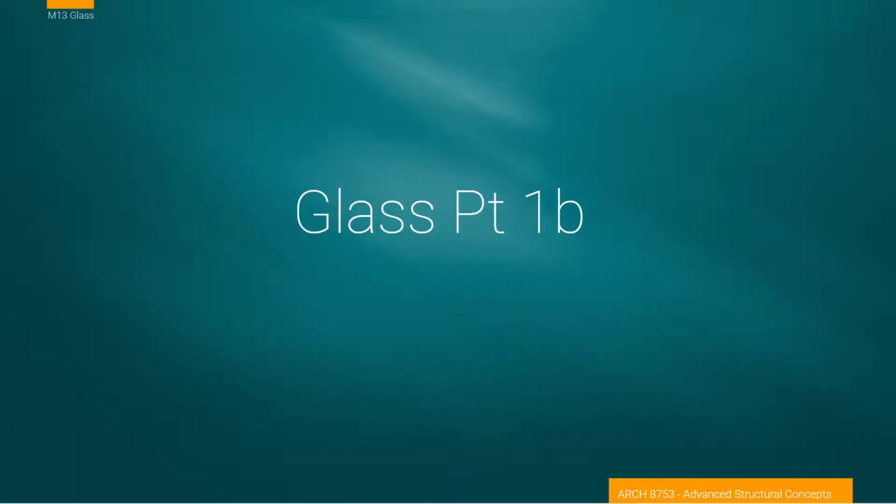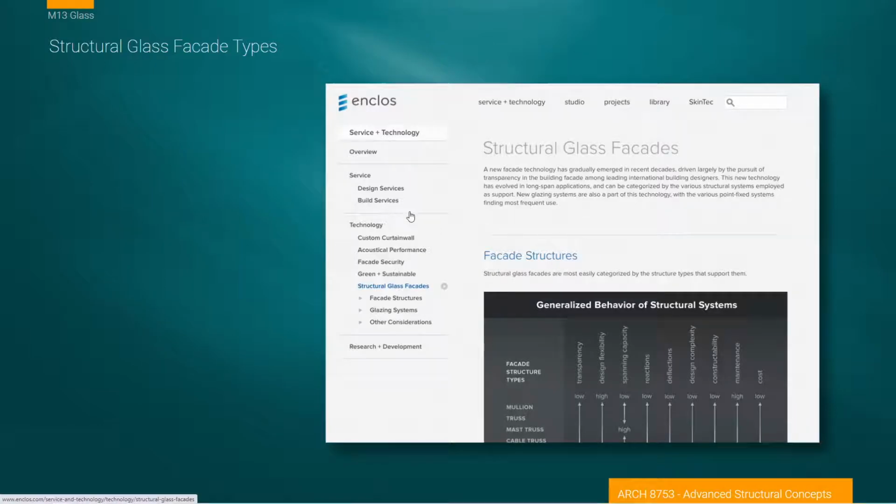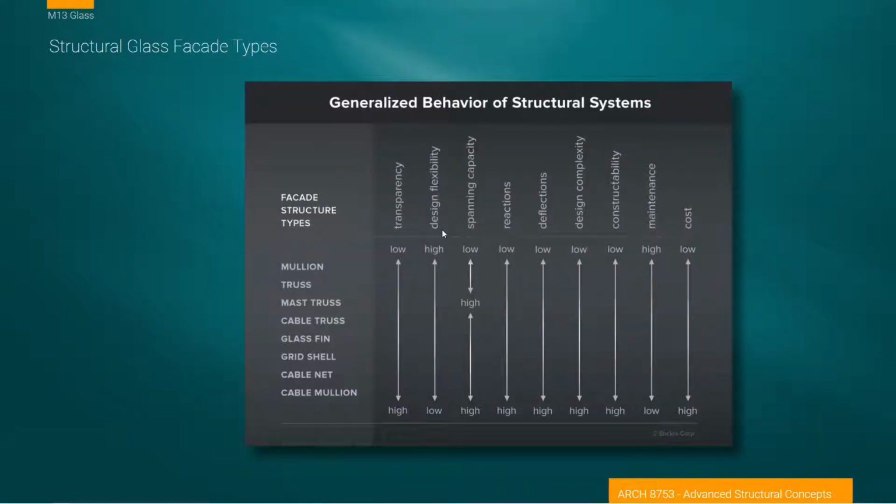This part of the presentation is going to focus on structural glass facade types, the structural systems that hold the glass panels in place. Enclose had originally had a web page, and I've since lost the link to it, where they described the whole taxonomy of glazing systems, from mullion systems to truss to cable systems, glass fins, and we'll cover each one of these a little bit.